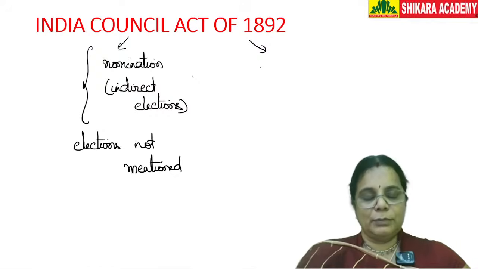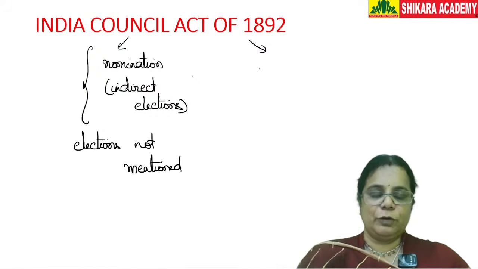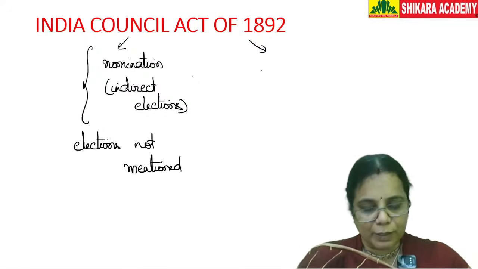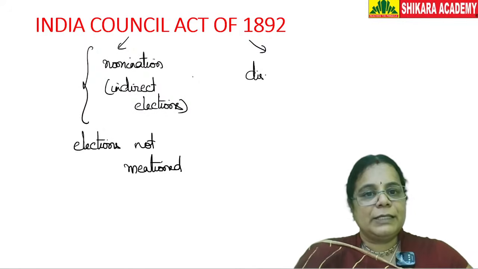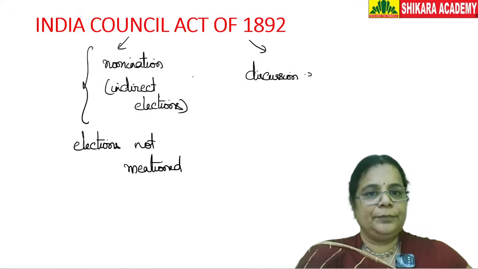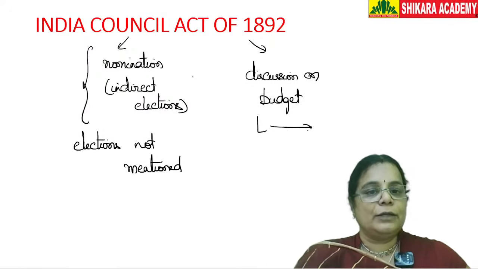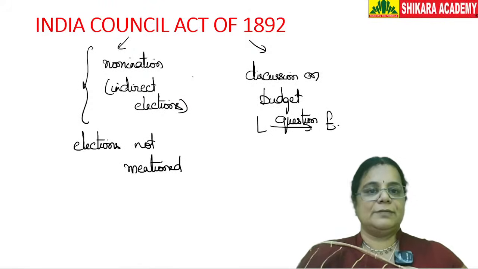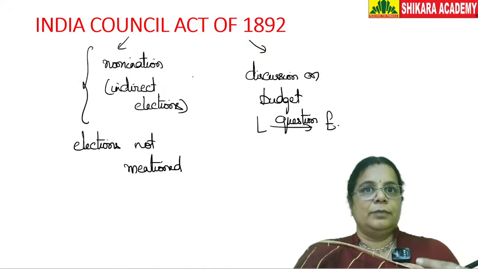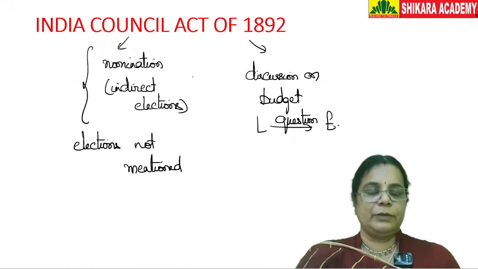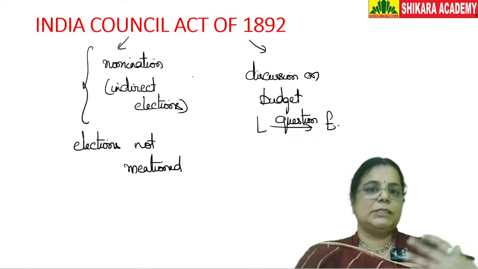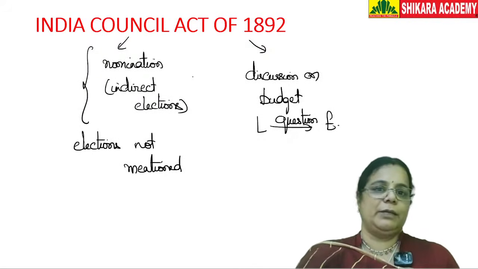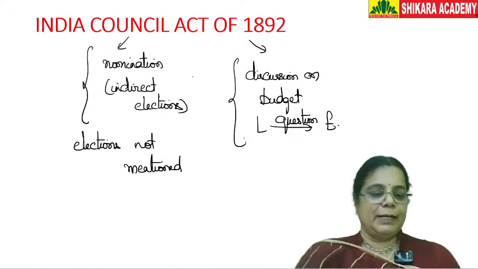Whereas the second important point you have to know about it is related to parliamentary form of government. Now, what related to parliamentary form of government was introduced? It allowed a discussion on budget, and the legislature could raise questions to the executive. See, legislature questioning the executive, discussing the budget, approving the budget, asking supplementary questions, making membership of ministers compulsory in parliament. All these are features of parliamentary form of government.